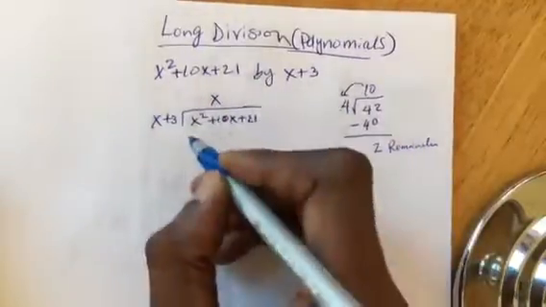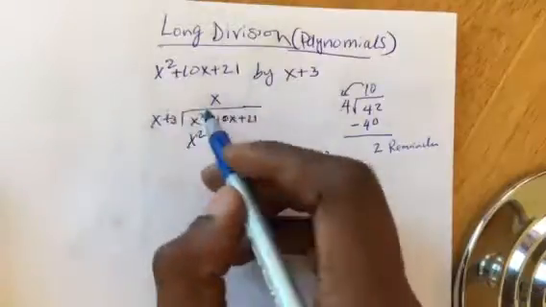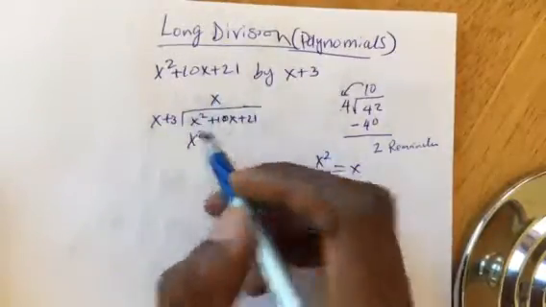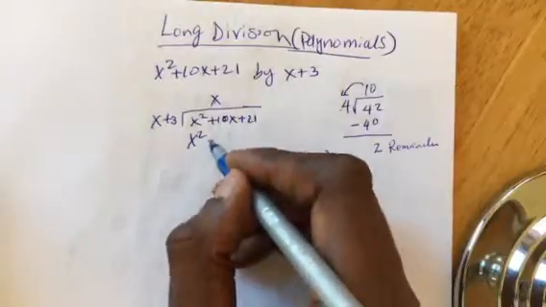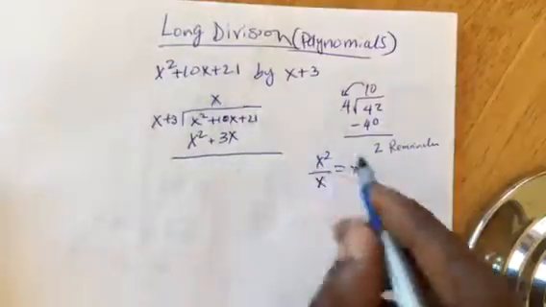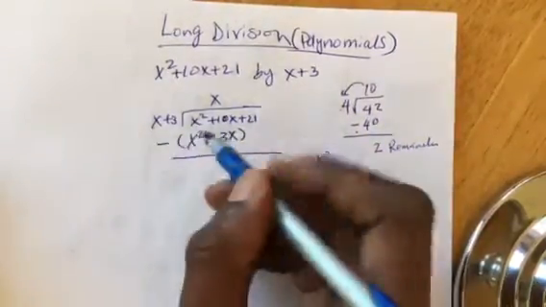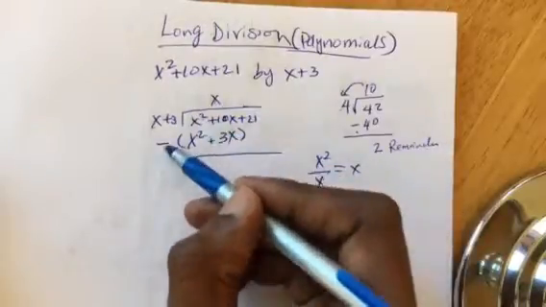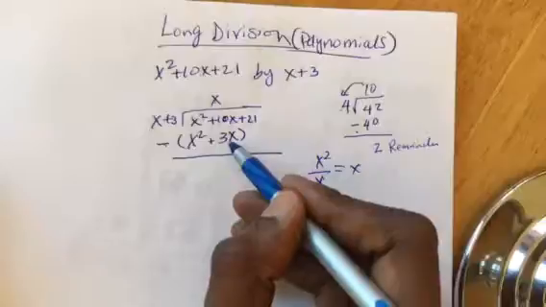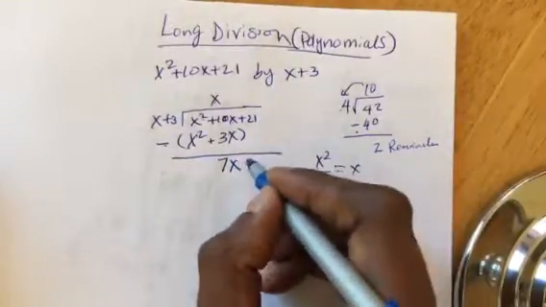So x times x is x squared. x times 3 is, when we multiply whatever is here, first we multiply by x, second time we multiply by 3, so that would be x squared plus 3x. Then now we do the subtraction part. So we subtract everything. x squared minus x squared, that's 0. 10x minus 3x, that would be 7x. Now we bring down the 21, the positive 21.